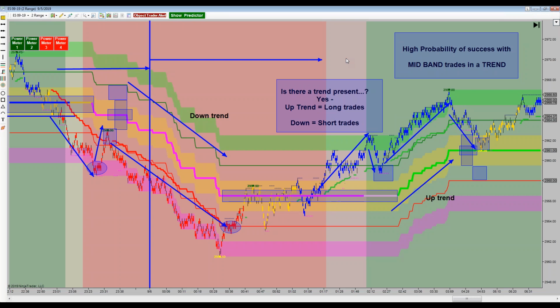Why are they high probabilities in trends? Why does the mid-band work so well? Anybody? Why do we say high probability?